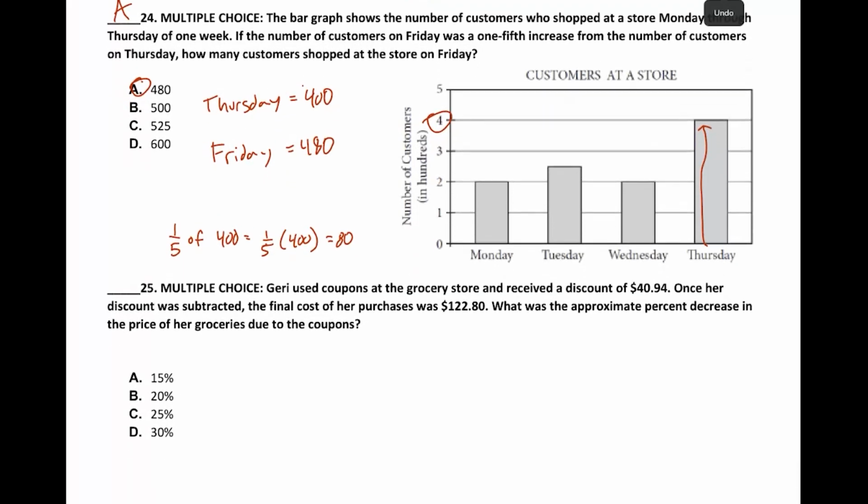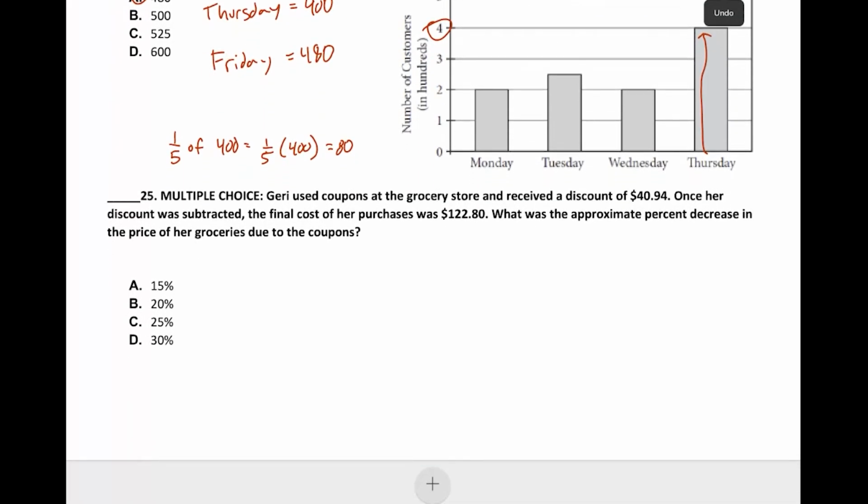Okay, our last problem of the night. Jerry used coupons at a grocery store and received a discount of $40.94. Now that is the discount. So this will be our change, our net change from the new to the old. It says once her discount was subtracted, the final cost of her purchase was $122.80. What was the approximate percent decrease in the price of her groceries due to the coupons?